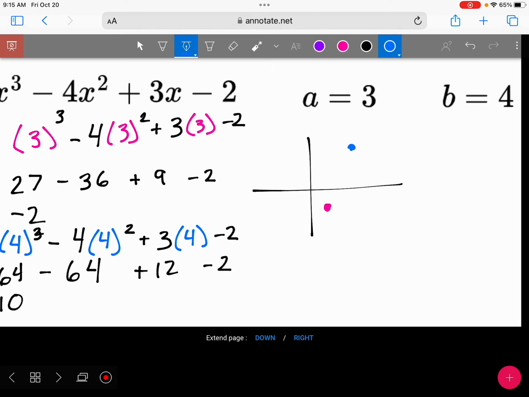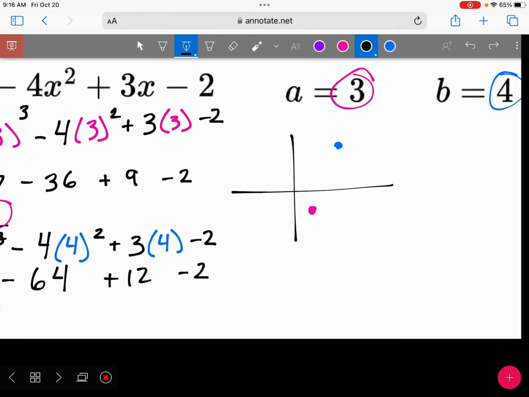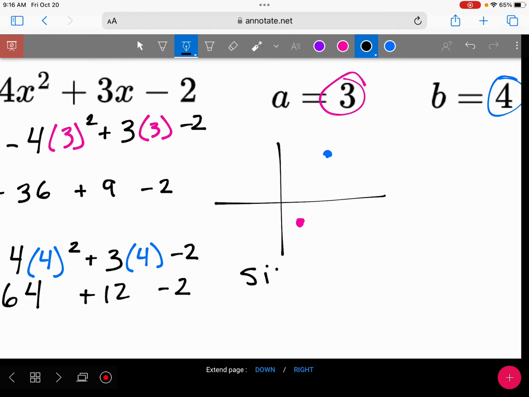Ta-da! Proof. I estimated my x is 3, my y is -2. My x is 4, my y is 10. They have at least one root in between them. It could be like this. It could be like that. They could have 5 in between. They could have like a swoop situation. We don't know what's going on in between them, but that's what we're showing. We are proving this.